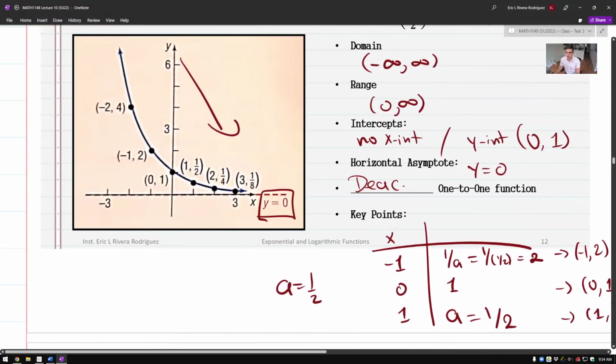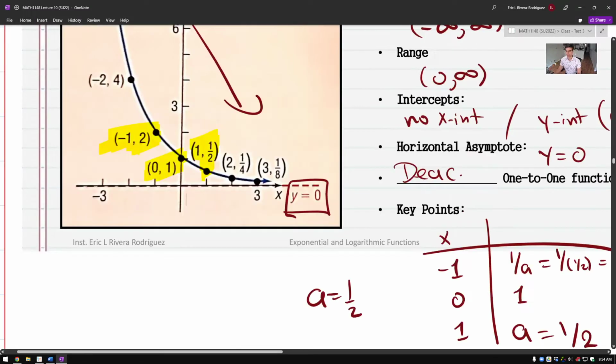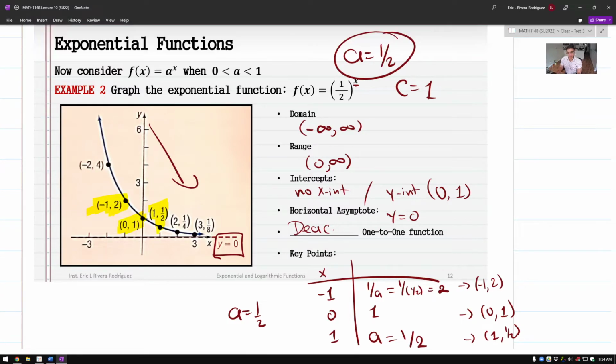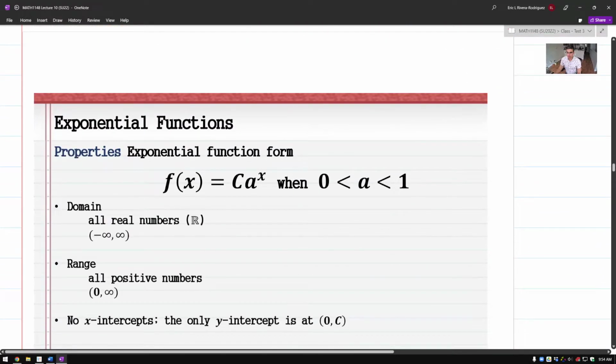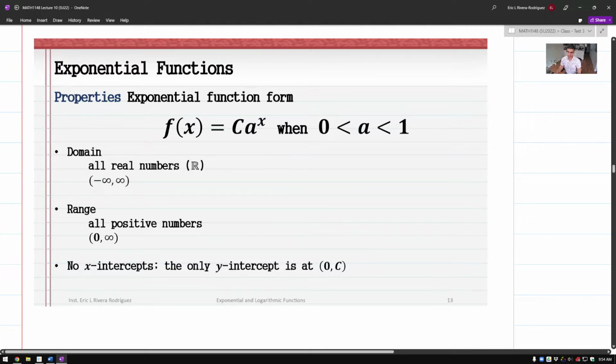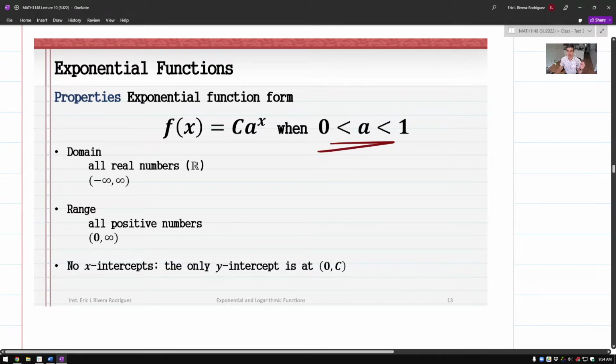Okay, and we can identify those points here. -1 and 2, the y-intercept, the initial value, and 1 over 1, 1 over 2. Those are the tricky points. Okay. Any questions so far? All right. You will find in the next slide what I just talked about, the properties of the exponential function when the value of the base is between 0 and 1.